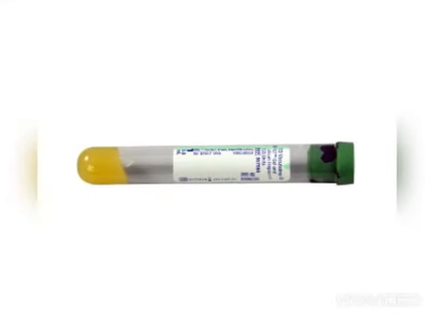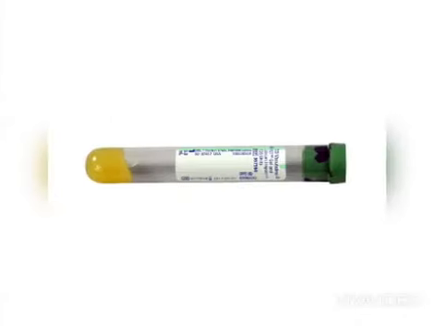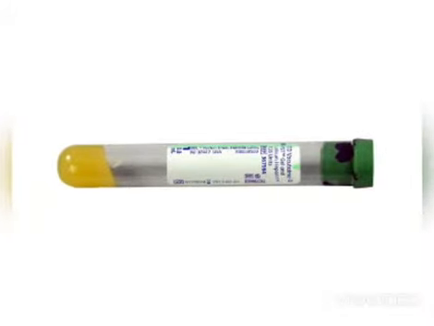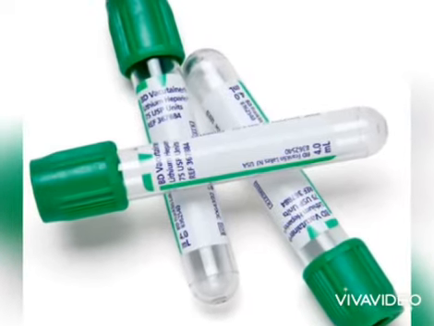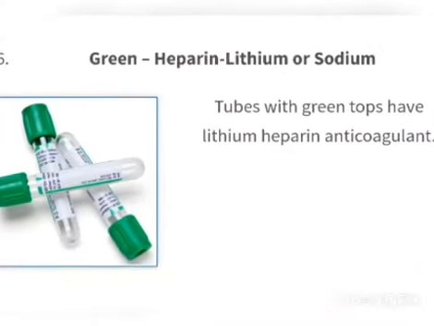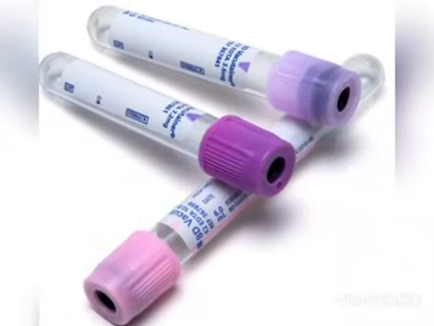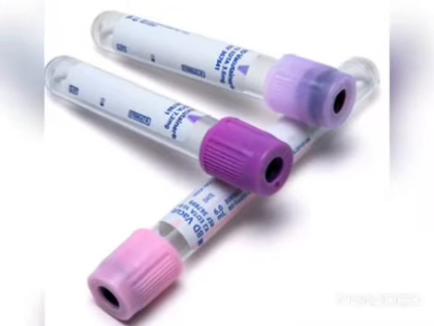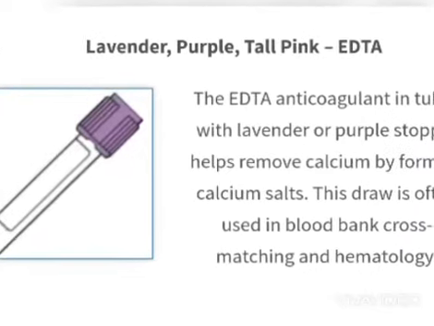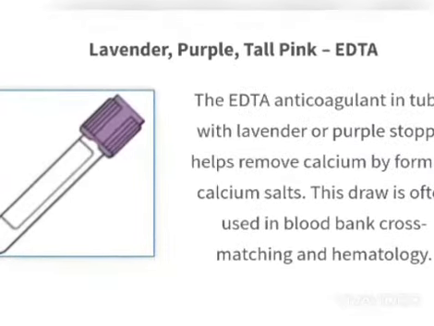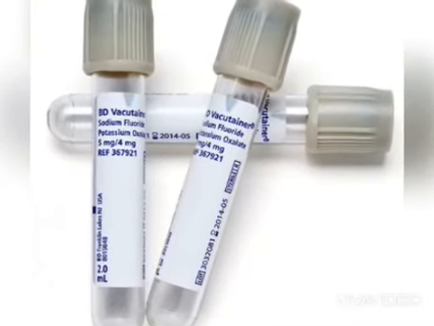We have the green-gray or light green color stopper that contains lithium heparin and gel separator, found in the chemistry department. We have the dark green that contains lithium heparin, sodium heparin, ammonium heparin, and can also be found in the chemistry department. Moving along with the lavender purple color stopper. This contains EDTA and can be found in the hematology department. We have the gray stopper, and this contains sodium fluoride and potassium oxalate, found in the chemistry department.